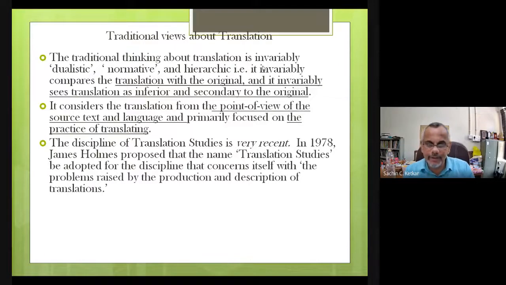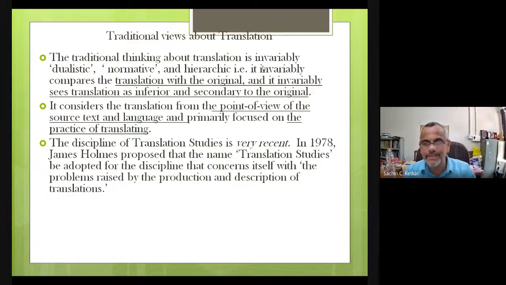Translation obviously appears to be inferior and secondary compared to the original, which is the act of genius. And translation is considered from the point of view of the source text and language, with primary focus on how to translate, the practice of translating. So these are very traditional views of translation.